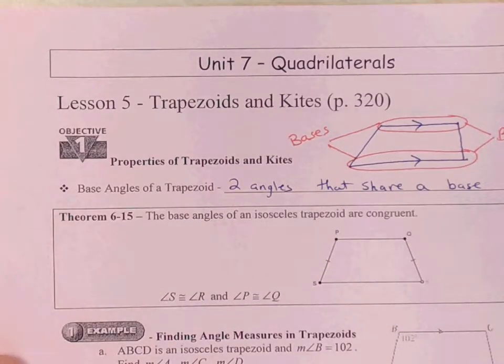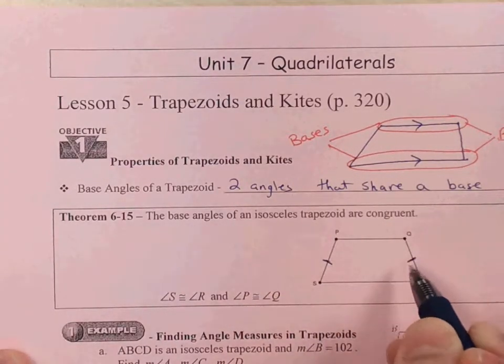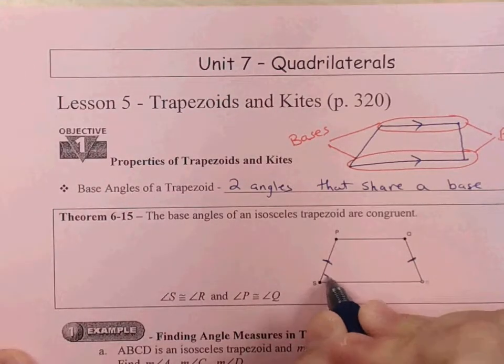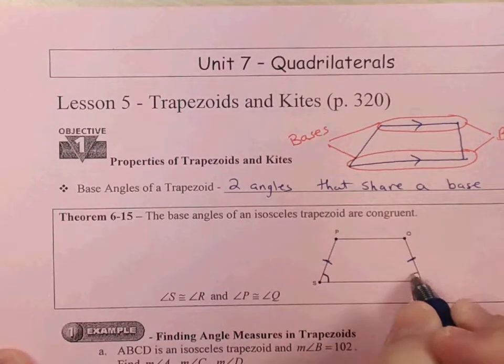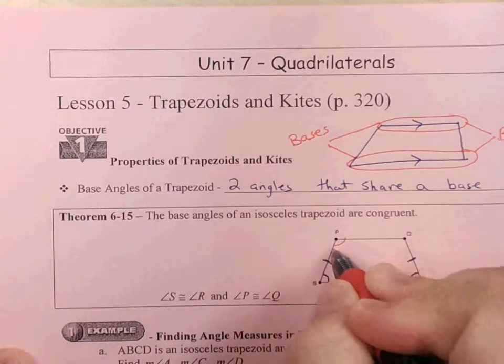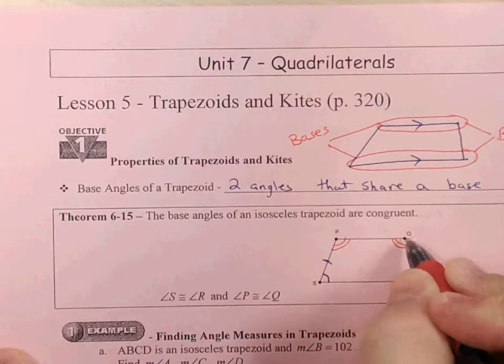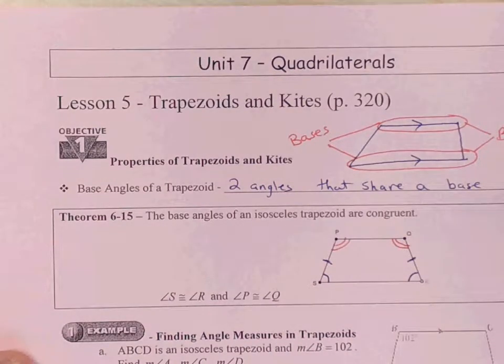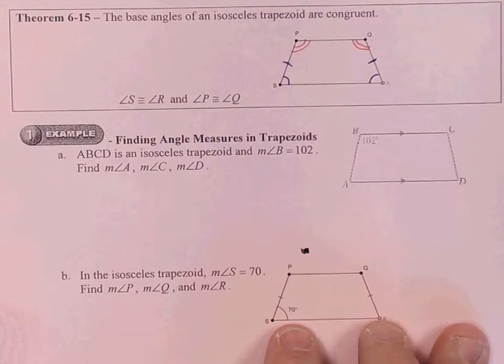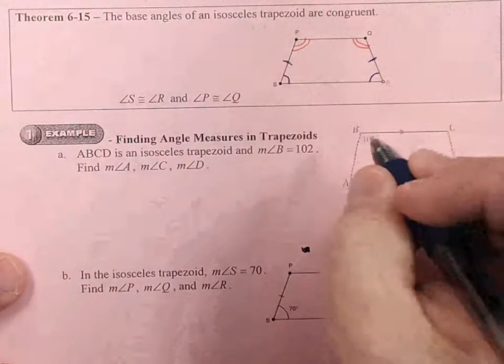And theorem 6-15 says that the base angles of an isosceles trapezoid, remember isosceles has two sides that are the same, are congruent. So that means this angle here, angle S, is going to be congruent to this angle here, angle R. And then angle P is also going to be congruent to angle Q. They're base angles to each other. So we can take that information and use it to solve for the angles given certain information.